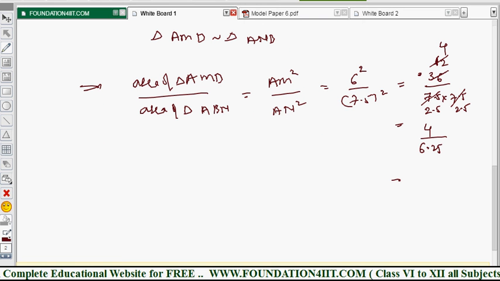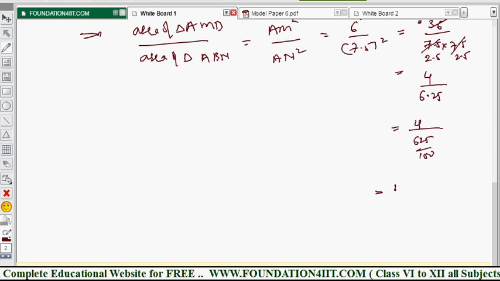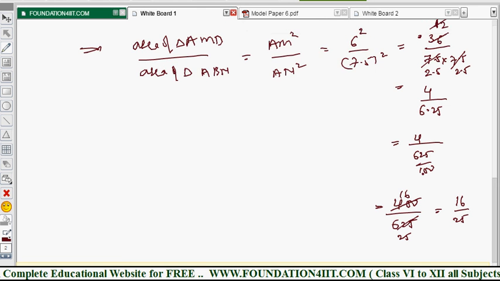You can simplify more. You want the ratio 4 by 6.25, you can write 625 by 100, right? And simplify by 100, that is 400 by 625. Divide by 25 each, 25 and 25, we get 16. So finally 16 by 25. So this is the ratio.